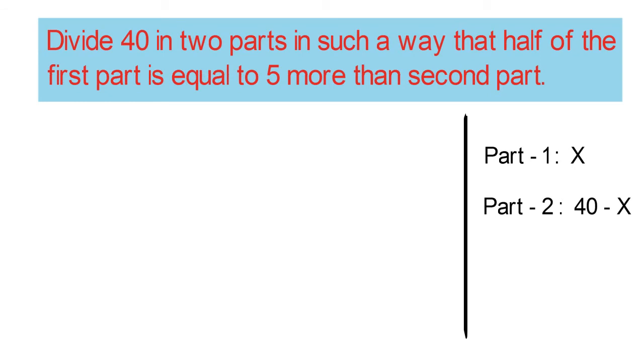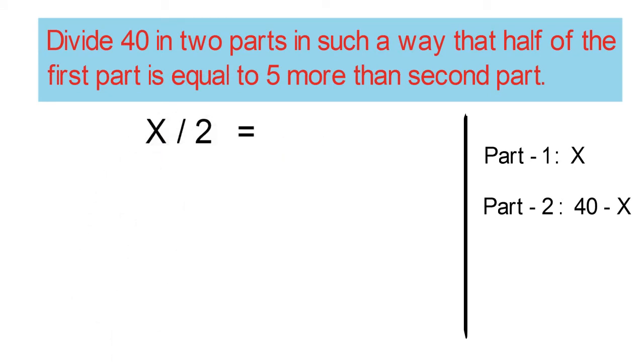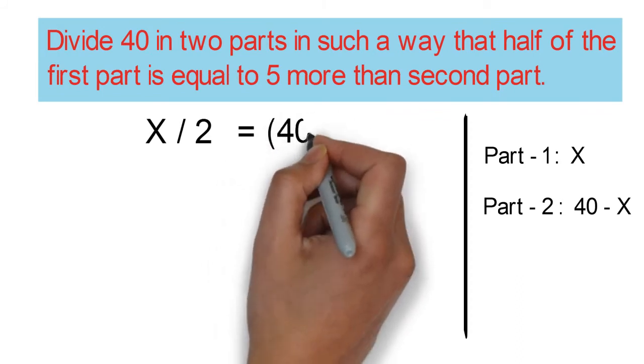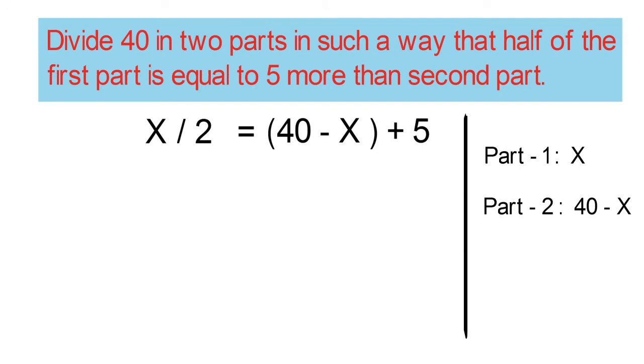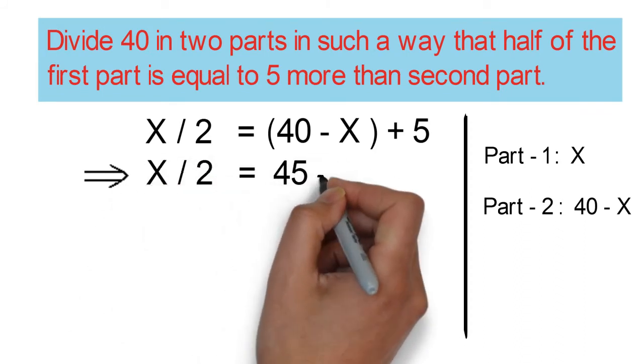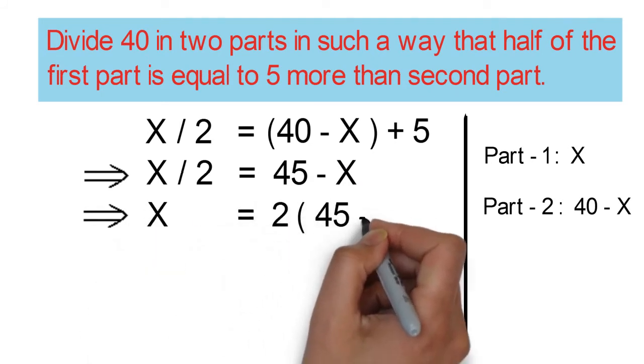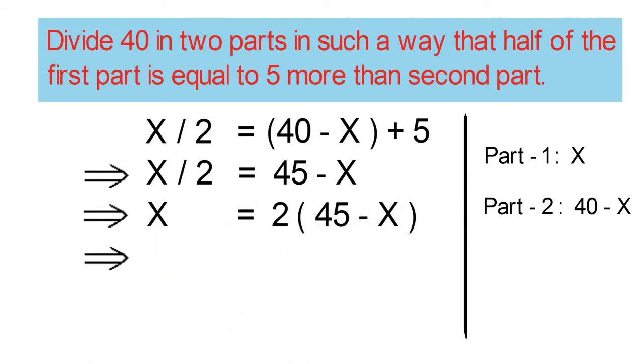Now look at the statement once again. Half of the first part, that means x by 2, is equal to 5 more than the second part. The second part is 40 minus x. So 40 minus x plus 5. Just solve it. x by 2 is equal to, now 40 and 5 together becomes 45, 45 minus x. The next we can write is x is equal to 2 into 45 minus x, or x is equal to 90 minus 2x.